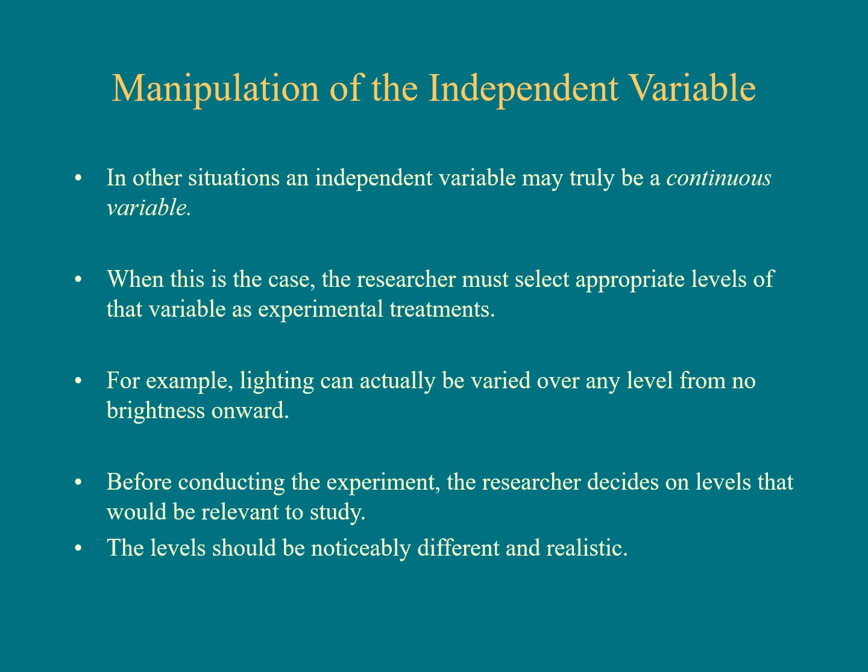Manipulation of independent variable. In other situations, an independent variable may truly be a continuous variable. When this is the case, the researcher must select appropriate levels of that variable as experimental treatments. For example, lighting can actually be varied over any level from no brightness onward. Before conducting the experiment, the researcher decides on levels that would be relevant to study. The levels should be noticeably different and realistic.